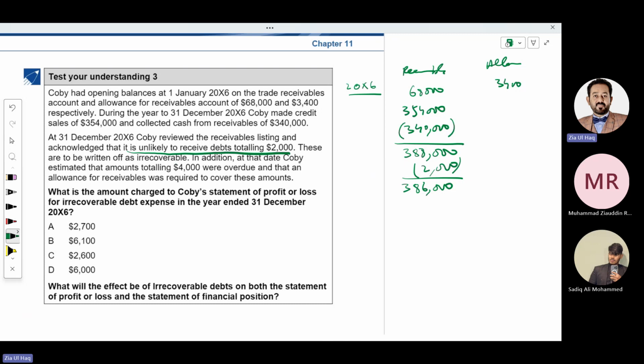In addition, at the date, Kobe estimated that amounts totaling 4,000 were overdue and that an allowance for receivable was required to cover these amounts. Meaning the allowance should now be how much? 4,000. Before it was 3,400. How much have we added more? 600. And they have asked what is the irrecoverable debt expense. So irrecoverable debt is 2,000 this and 600 this. Altogether, how much? 2,600 irrecoverable debt. C option.